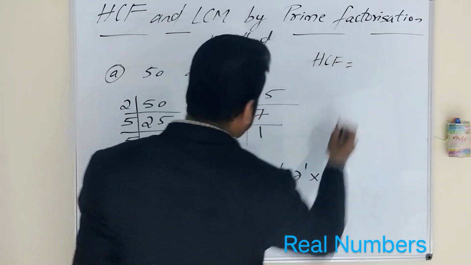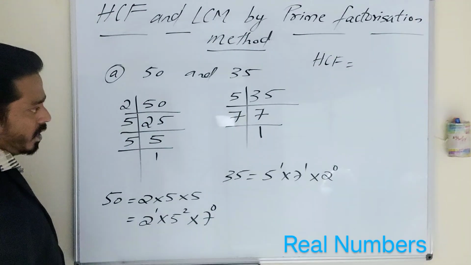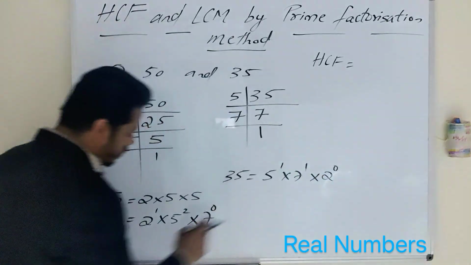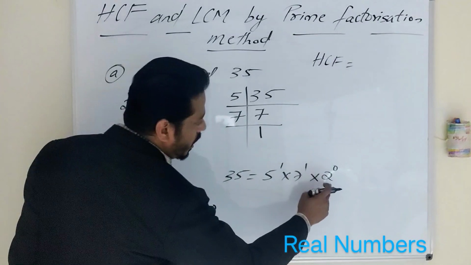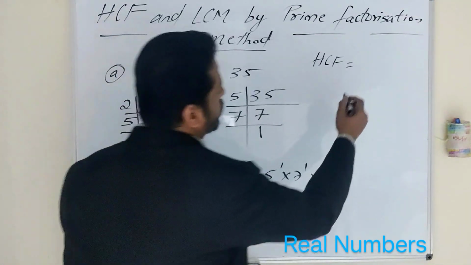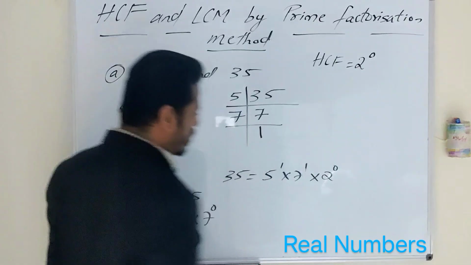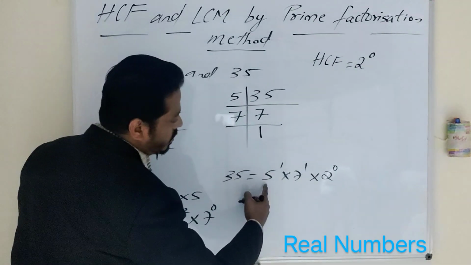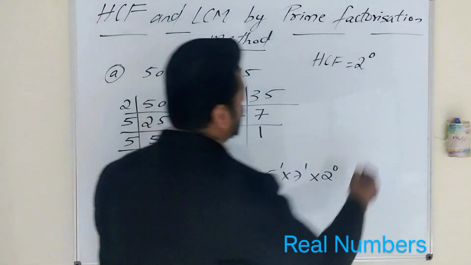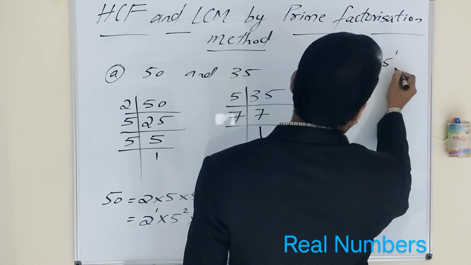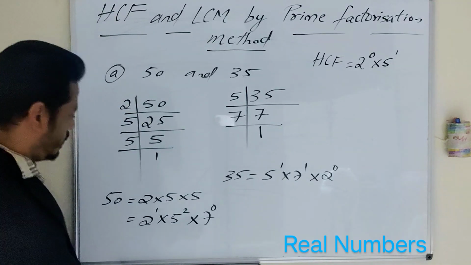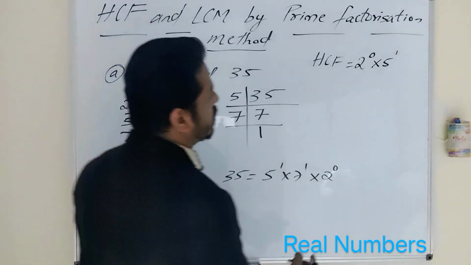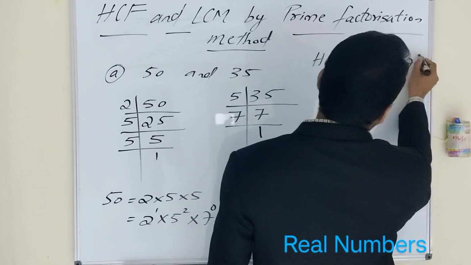Now, for finding the HCF, you are going to take the factors with the least power. Let's start with the factor 2. Here you have 2 raised to 1, here you have 2 raised to 0. So the factor with the least power is 2 raised to 0. Next come to the factor 5. Here you have 5 raised to 2, here you have 5 raised to 1. The factor with the least power is 5 raised to 1. Next you come to the number 7. Here you have 7 raised to 1, here you have 7 raised to 0. So the factor with the least power is 7 raised to 0.